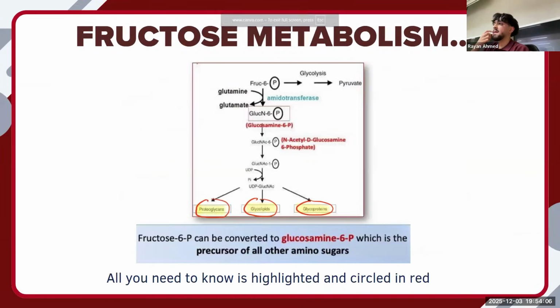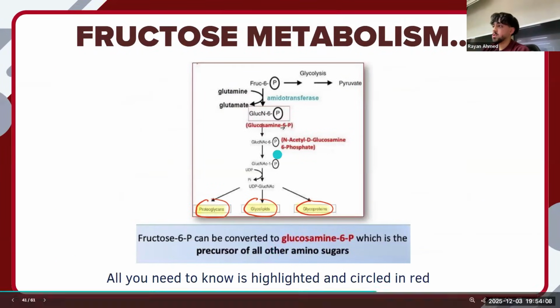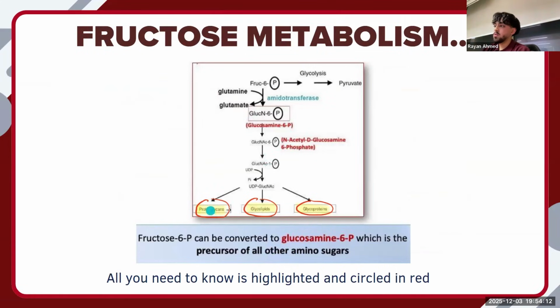Yeah, right here. Now, fructose 6-phosphate can be converted into glucosamine for proteoglycans, glycolipids, and glycoproteins. Okay. And these, just keep this in mind, these three circled in red.